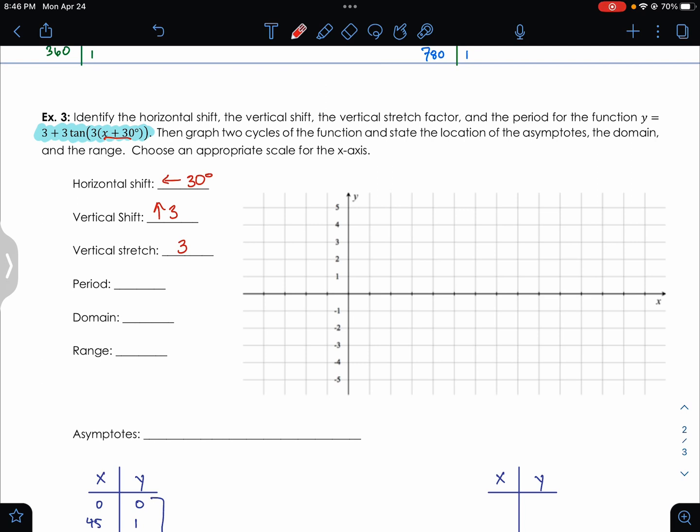And then the period of tangent is typically 180 degrees. So we have to see what's happening here. We are multiplying by 3 right there. So that means, again, since x always lies, we're going to divide by 3. We find out that the period is now 60 degrees. The domain, we'll figure that out in a second. The range is going to be -infinity to infinity. And the reason I say we're going to come back to our domain is because we need to figure out where our asymptotes are in order to figure out what the domain is.